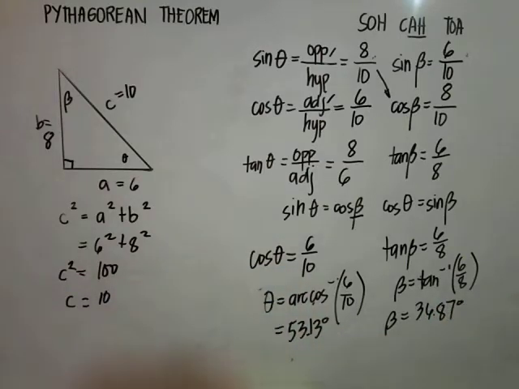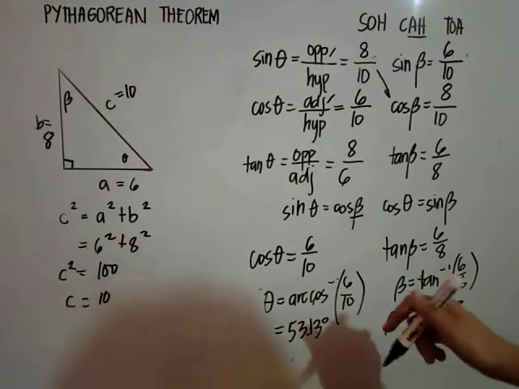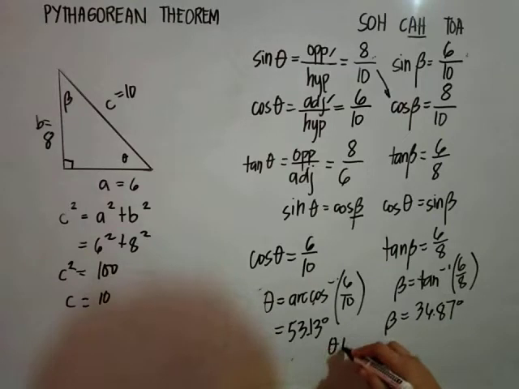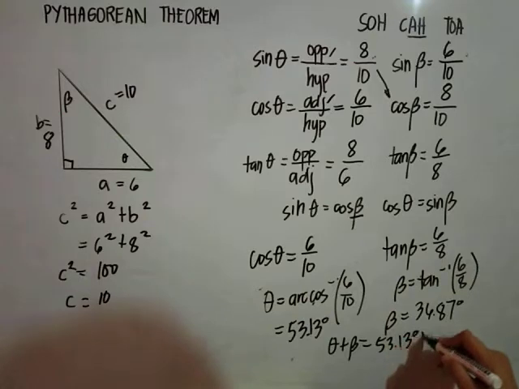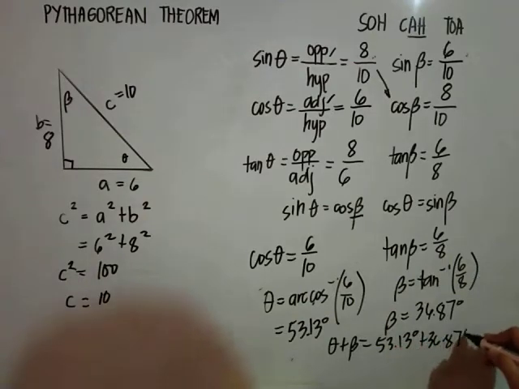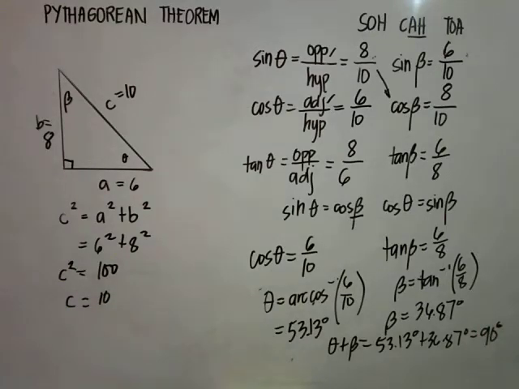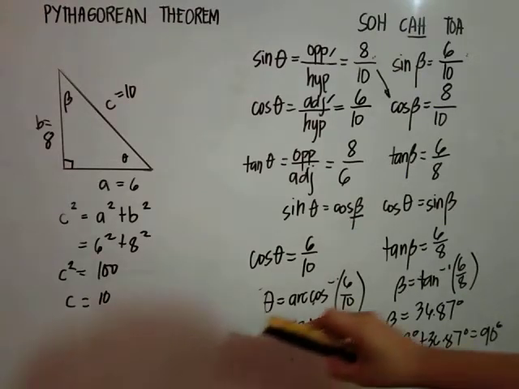36.87 degrees. So, tingnan nga natin kung pag pinag-add natin yung theta and beta, equal siya sa 90 degrees. So, we have theta plus beta, 53.13 degrees plus 36.87. So, pag kinalculate nyo siya, sakto, 90 degrees. So, ganun lang naman yung kung paano i-solve, kung paano alamin yung mga degree or angles sa loob ng triangle natin.